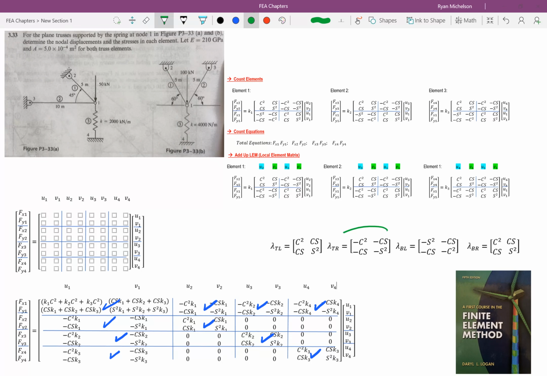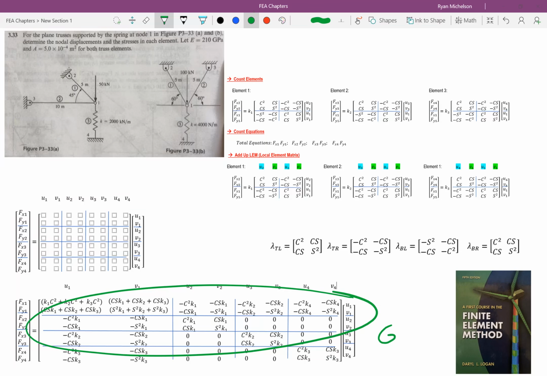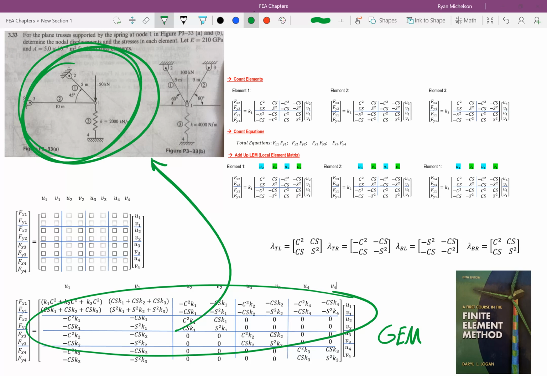For instance, take lambda top right, and I can represent that as, so it's a more simplistic way to write things. And once you get into more complicated problems, sometimes it's easier to do it that way. But it's all about your preference. Successfully added up our global element matrix. This represents this entire system right here.